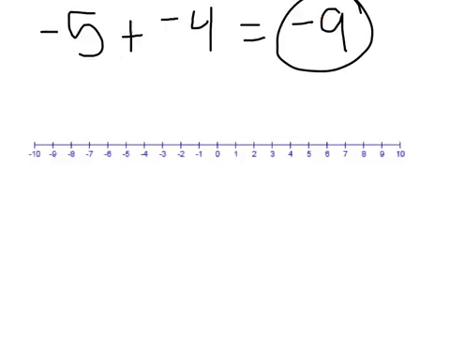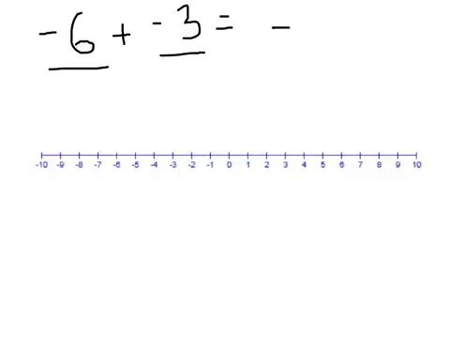So let's look at what this looks like on a number line. I'm starting at -5. And I'm adding -4, which means I'm going to the left. So I'm going to scoot 4 times to the left. 1, 2, 3, 4. And I'm going to end up at -9. Let's look at another one. Let's say I had -6 plus -3. And again, my signs are the same. I have a negative and a negative, so I'm going to add the numbers, keep the sign.